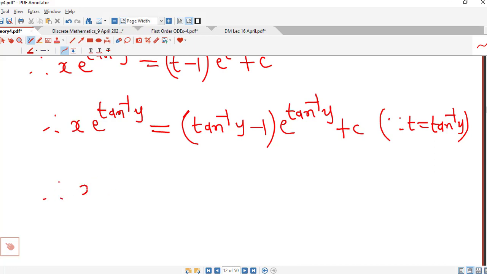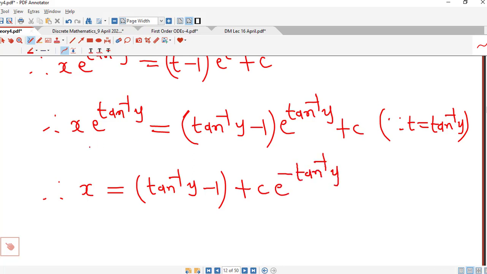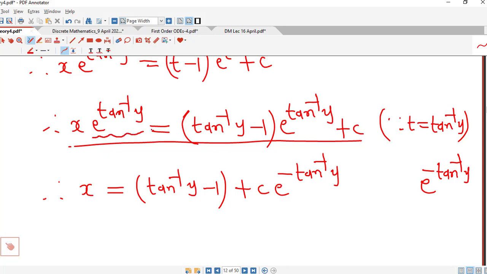And if we wish, we can multiply the whole equation by e raised to minus tan inverse y. So we will have x equal to tan inverse y minus 1 plus c times e raised to minus tan inverse y. We have multiplied this whole equation by e raised to minus tan inverse y. So e raised to tan inverse y into e raised to minus tan inverse y will be e raised to 0, that is 1. Same thing here.